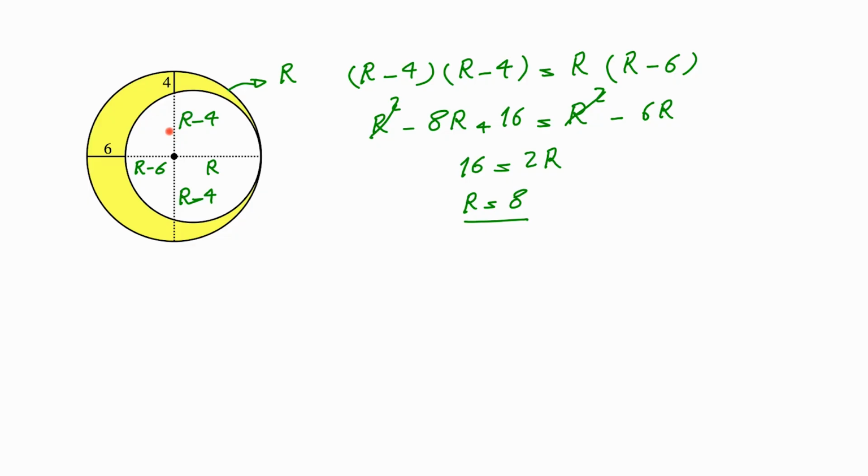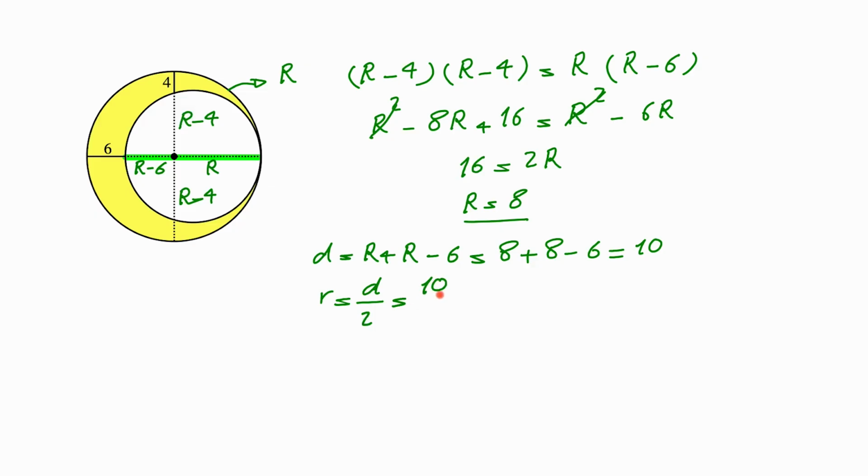For the radius of the small circle, we know that this segment is the diameter of the small circle, so we can write R plus R minus 6. We know that R is 8, so we can write 8 plus 8 minus 6 is equal to 10. The diameter of the small circle is 10, so the radius is the diameter divided by 2, and we have 10 divided by 2, we get 5. So the radius is 5.